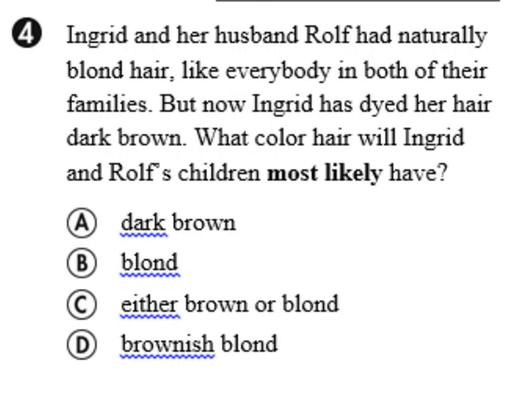Igna and her husband Ralph had naturally blonde hair, like everybody in both of their families. But now Igna has dyed her hair dark brown. What color hair will Igna and Ralph's kids most likely have? Dark brown, blonde, either brown or blonde, or brownish blonde?